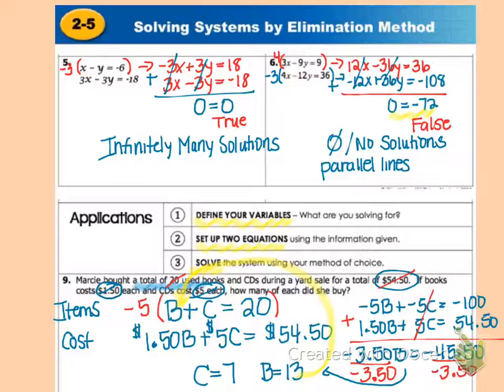Since they purchased 20 items, 13 were books, 7 must be CDs, and that answers our question then. So if we wanted to add our labels, we know that C stands for CDs, and B is books. And we've answered our question. How many of each did she buy? She bought 7 CDs and 13 books.